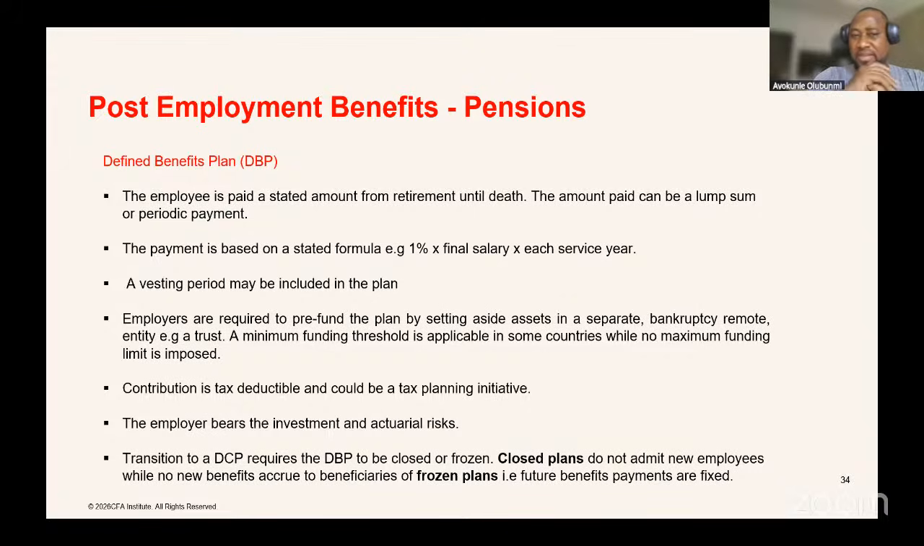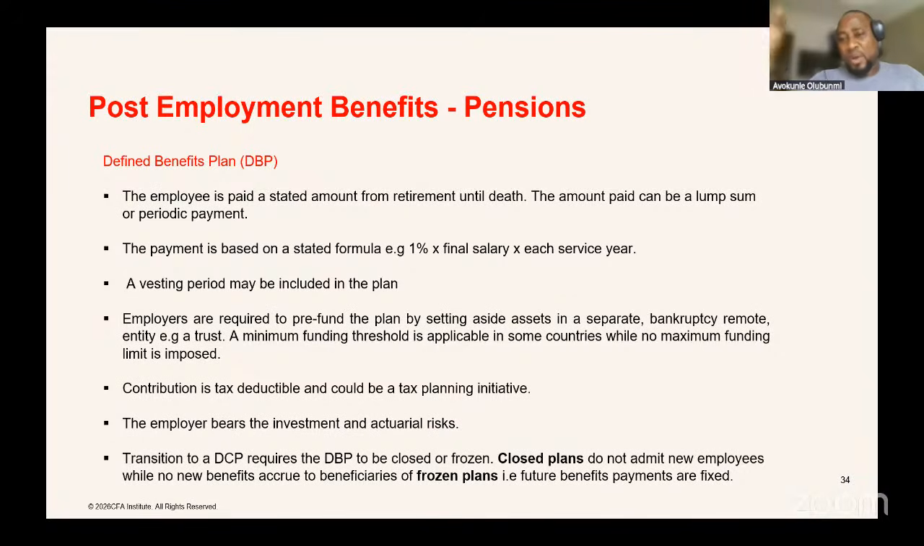For a defined benefits plan, like you all know, that is the one that you pay from retirement until the person dies. It can be in lump sum or it can be periodically, right? And to qualify for the defined benefits plan, there's a vesting period. Oftentimes, you must have worked for a particular number of years. And the amount that you're entitled to, there's a formula to determine it. Oftentimes, it can be a percentage of your final salary, times the number of years that you've worked, and then the final year salary.